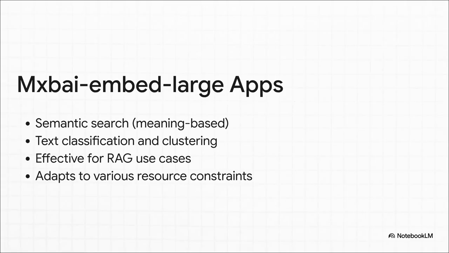This focus makes it an absolute monster for semantic search. Finding things based on meaning, not just keywords. It's also awesome for things like text classification and clustering. And because it's so efficient, it's just a fantastic general-purpose RAG model that can work on all kinds of projects, no matter your hardware limitations.